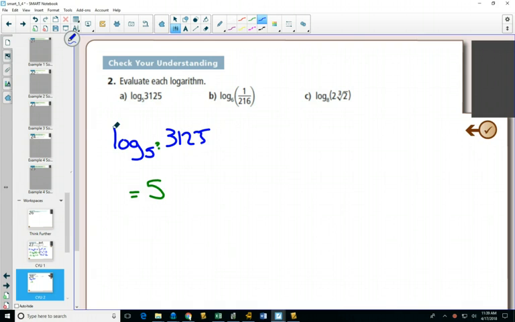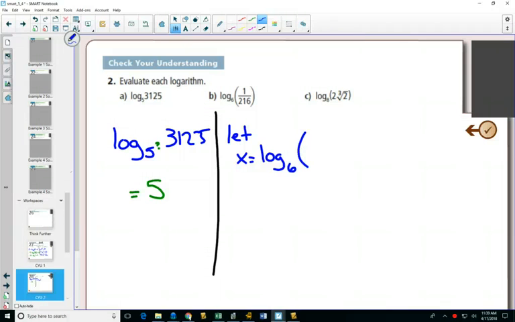And so what we can do is we can use our definition of a logarithm to help us solve it. First of all, we can say I'm going to let x equal log base 6 of 1 over 216. And what this means, this is the log form. If I change it to exponential form, the base is 6, logs solve for exponents, so the exponent would be x, equals 1 over 216.